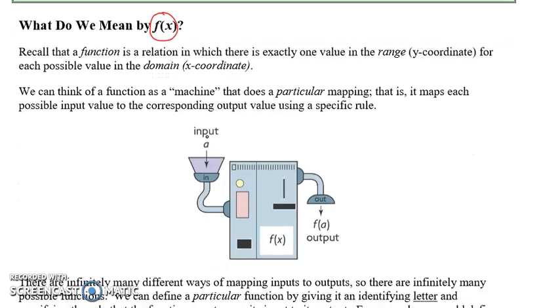So, for example, if I put 5 in here and I get out 9, every time I put a 5 into this input, it's always going to give me a 9 out again. Likewise, let's say that I put a 7 in the input and it gives me 11. Every time I put a 7 in, it's always going to give me out an 11.